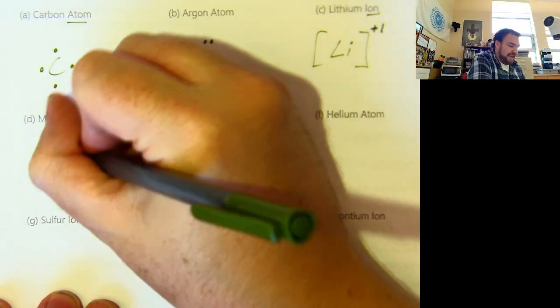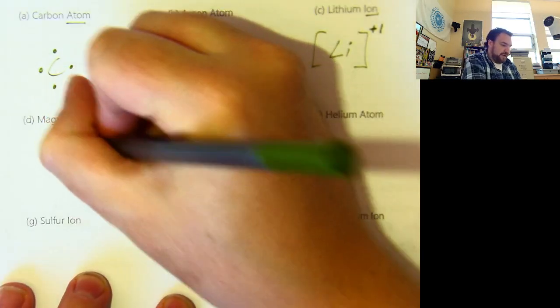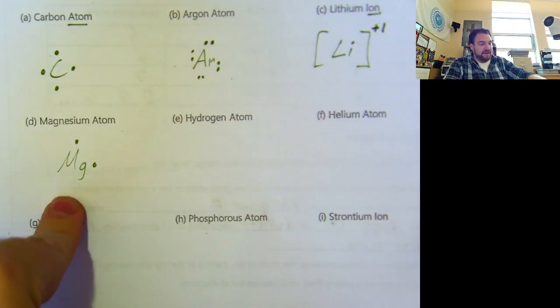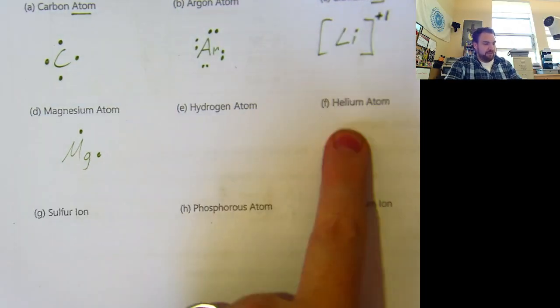Magnesium, symbol is Mg. It is in group number 2. So we draw 1, 2, and we're done. You keep them, you do not pair them until you have put a single one everywhere around the 4 sides of the box, and then you can start pairing them up. There is one exception to that, and it's helium, which we're going to do right there.